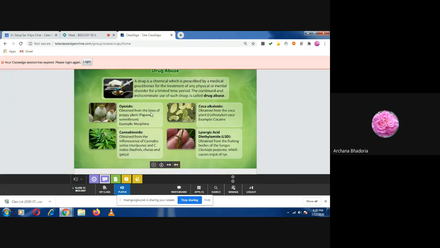Just as in the arc plant, the Calotropis, you know it, right? Yes, ma'am. Everyone knows. So in the arc plant, you get a white milky substance if you pluck the leaf. That white milky substance is known as latex. So in the poppy plant also, similar latex comes out, and they collect that latex and extract the drug out of it. Okay, and the example of the opioid group of drugs is morphine. What is it?